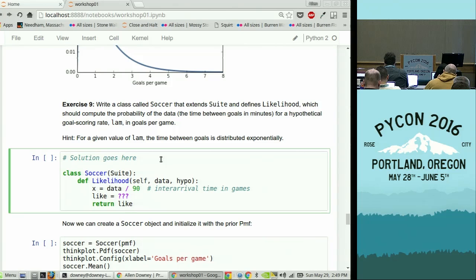Just got a great question that might help, which is we're doing one update per goal. So imagine you're watching the game, they score the first goal after 11 minutes, and you're going to do an update where X is going to be 11 minutes divided by 90. Okay. So you're going to do your first update after the first goal, and then in a minute we're going to do a second update after the second goal. For the second goal, the inter-arrival time will be 12 minutes.